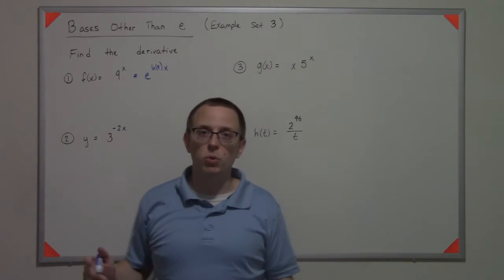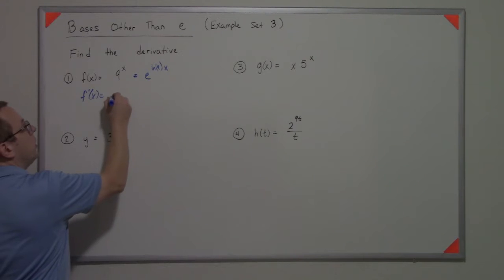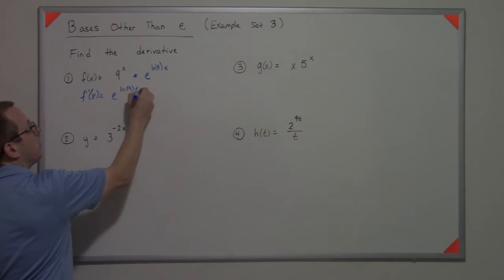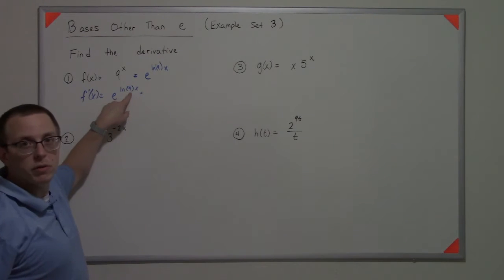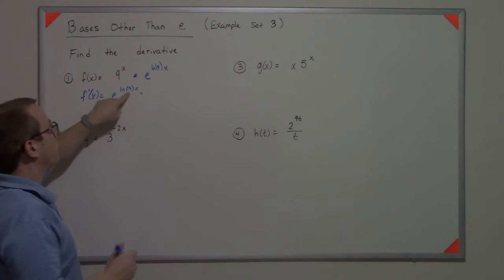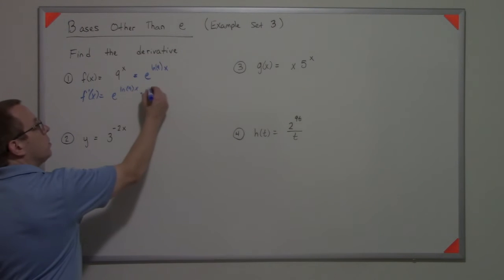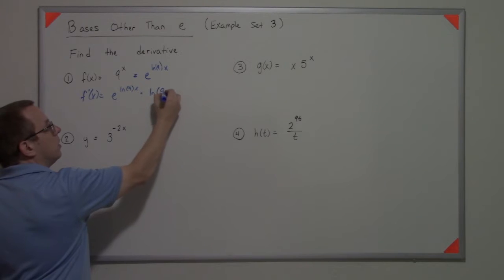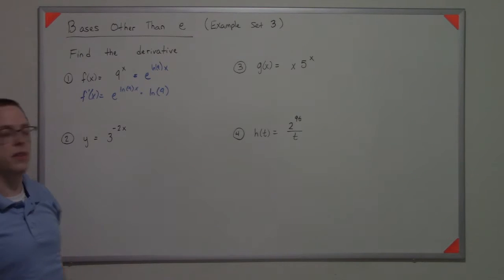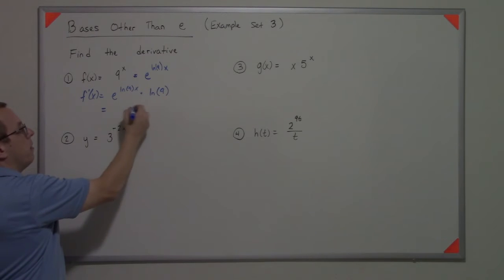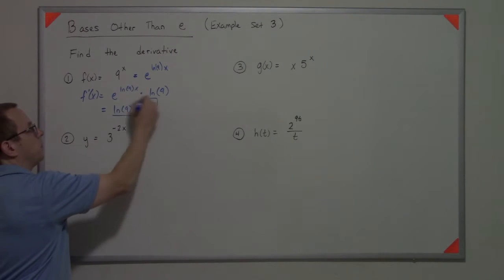That way, when we take the derivative, we say f prime is equal to e to the natural log of 9 times x, times the derivative of that argument. So for e to the something, the derivative is e to the something times the derivative of that argument. But this is just a constant times x, so it's this constant. But we know that this right here is 9 to the x. So we have natural log of 9 times 9 to the x.